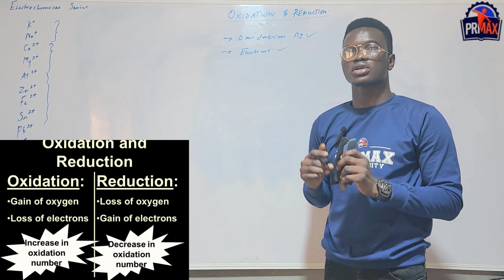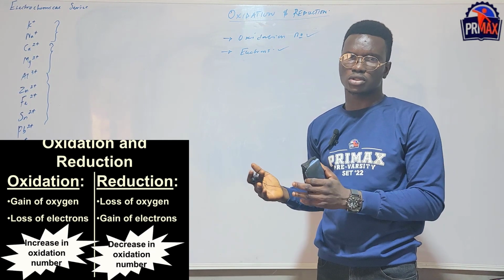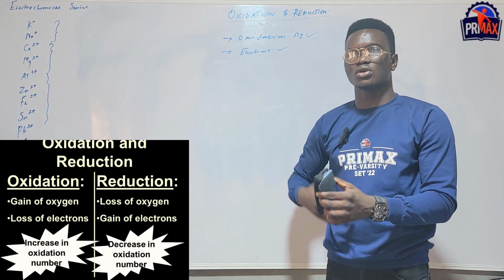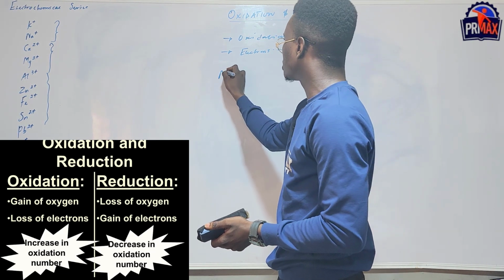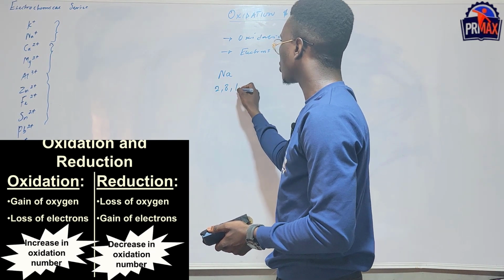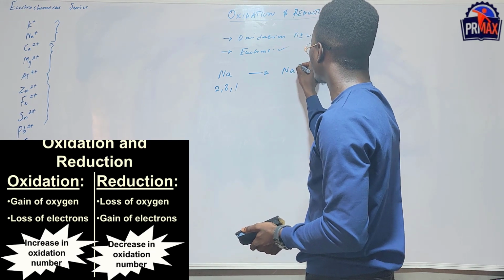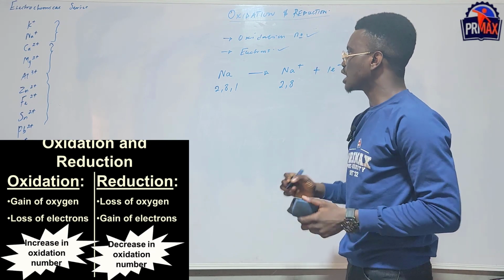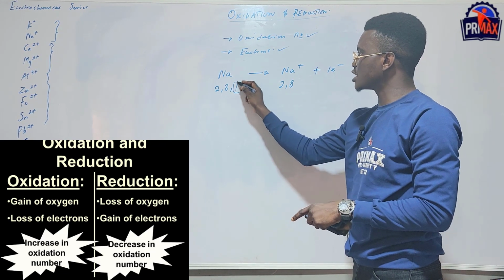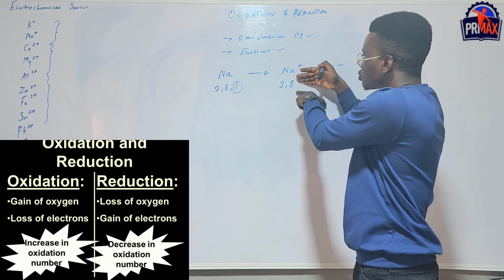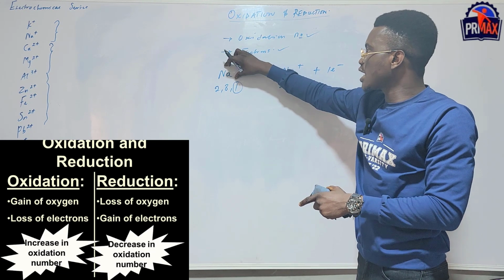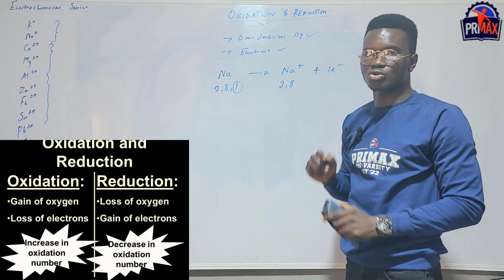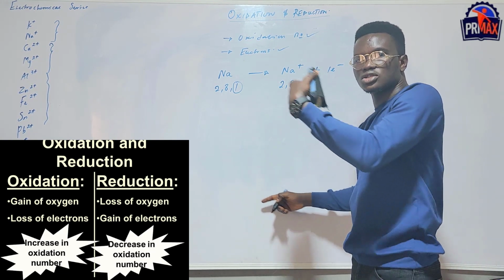So let's look at it. What is oxidation? Oxidation is defined as loss of electron. When an element loses electron, what happens to its oxidation number? Its oxidation number will increase. For example, sodium has 2,8,1. It's going to lose 1 electron to form Na+, giving us 2,8 plus 1 electron. Now, looking at this equation, 1 electron has been removed from sodium here to form 2,8. And this Na goes from Na0 to Na+. The oxidation number has increased from 0 to +1. So if you lose electron, oxidation number increases.